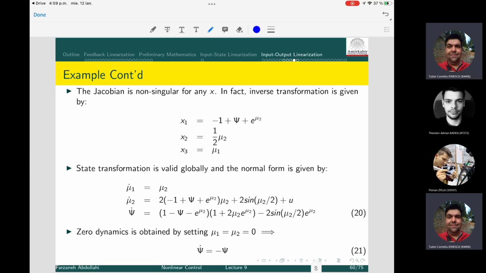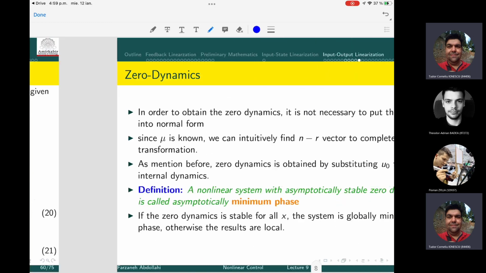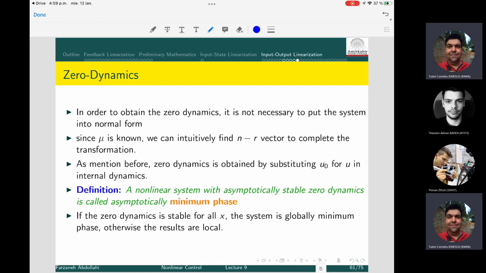Okay, and this is the normal form you get. The zero dynamics is obtained by setting mu1 and mu2 equal to 0, and psi dot in this case is minus psi. So to get the zero dynamics, it is not necessary to put the state in normal form. Since mu is known, we can intuitively find n minus r vectors to complete the transformation.